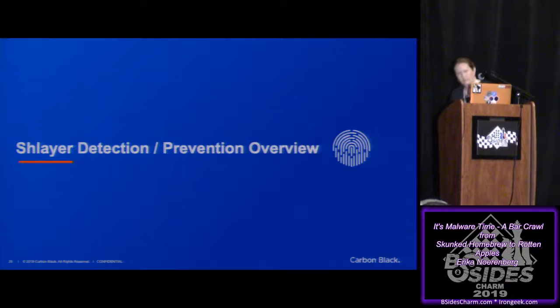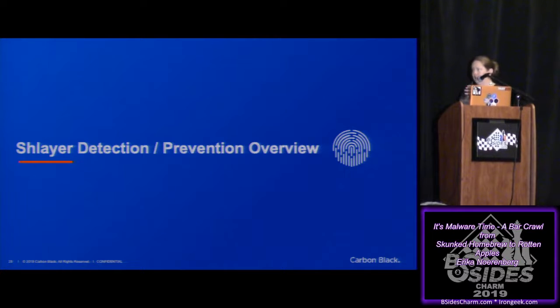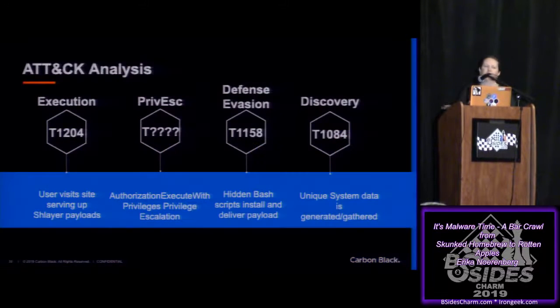So, lastly, I wanted to talk a little bit about the detection. I have to talk about ATT&CK because it's the hotness. We had some of these techniques. Like I said, we've got this privilege escalation technique that's based on this AuthorizationExecuteWithPrivileges API call, and MITRE will be adding that to the ATT&CK framework. Defense evasion and discovery.